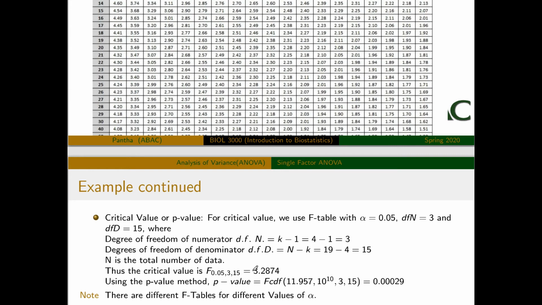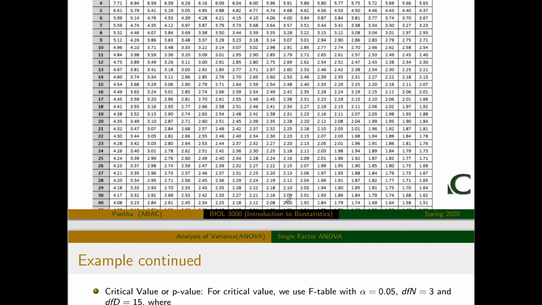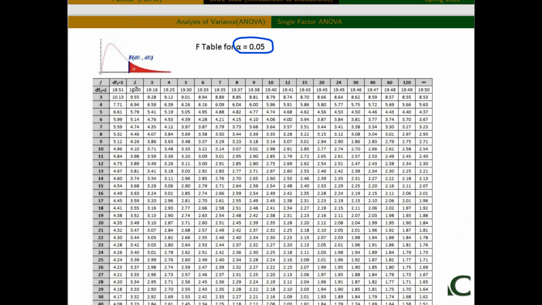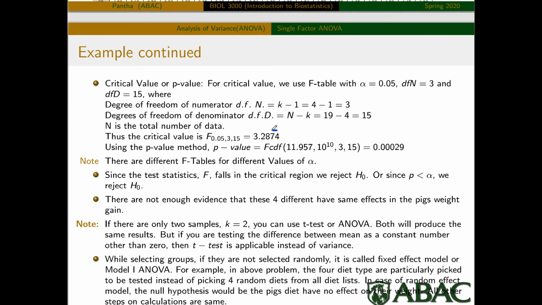So thus the critical value is F at alpha 0.05, that's this table, and 3, 15. The degrees of freedom of the numerator is 3, and 15 is the degrees of freedom of the denominator. That's what you get. This value is the critical value. You see that? This is where we got the critical value, 3.2874. This is how you find it using the table.